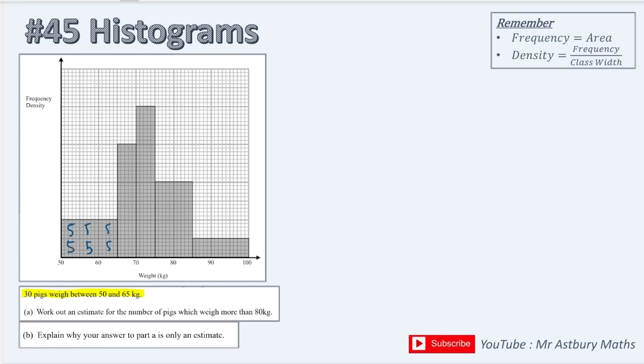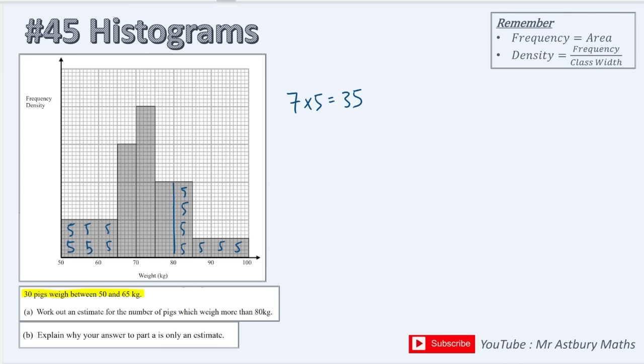Then it says work out an estimate for the number of pigs which weigh more than 80. So I draw a line from 80 here. And I know that each of these boxes are 5. And we go along and we have 1, 2, 3, 4, 5, 6, 7 boxes there. So 7 times 5 is going to give me 35 pigs. It says, explain why your answer is only an estimate.